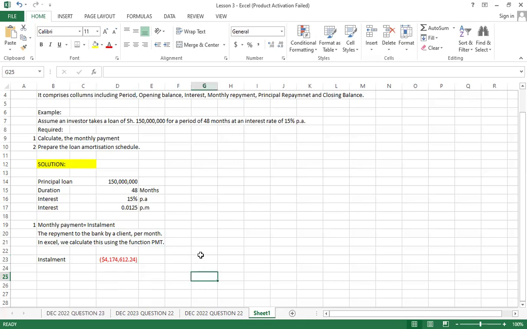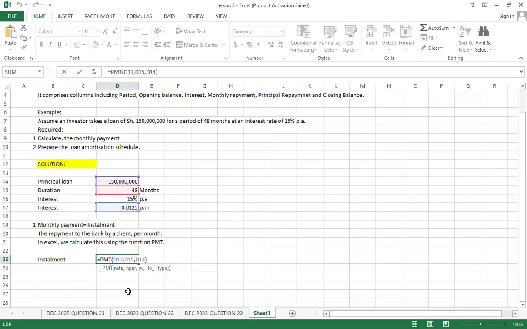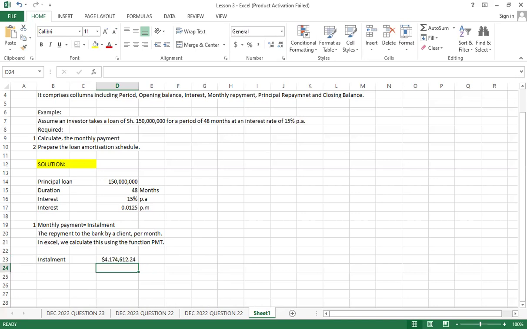How did we say that you remove the minus? Double click on the figure so that you go back to the formula for it. What you will then do is, before the principal loan, before the last cell, put a minus. Before the principal loan, have a minus. If you enter, this thing is now a plus. The other thing to remove is this dollar thing. I don't like it also. How to remove the dollar, we already taught.